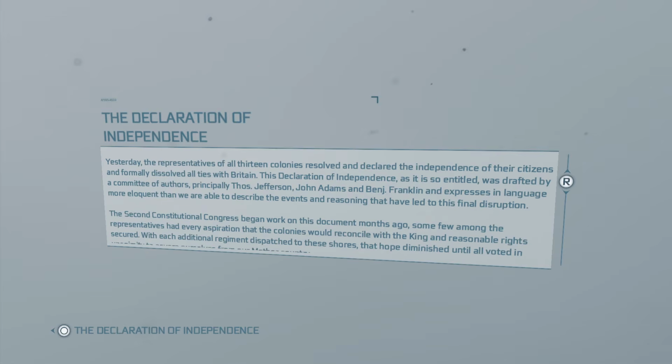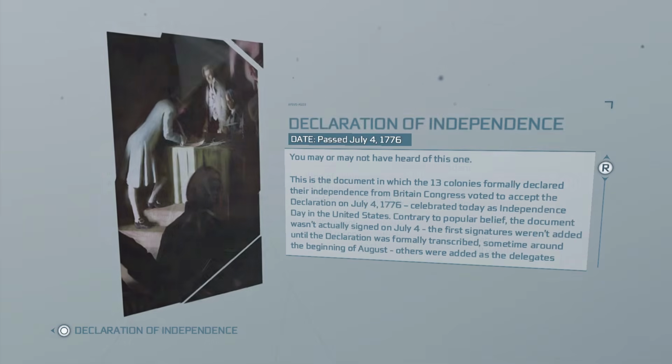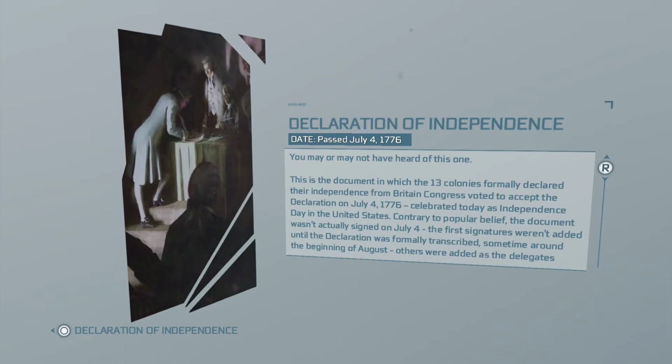The Declaration wasn't signed all at once, reads the game's codex, but over the span of a few months following July 4th.